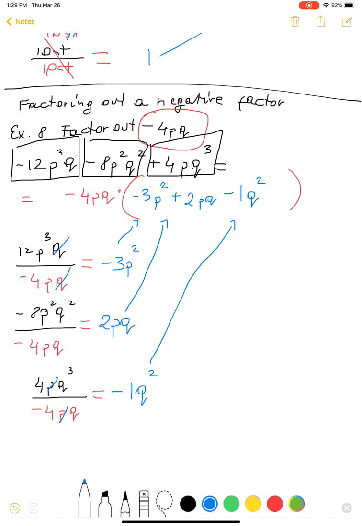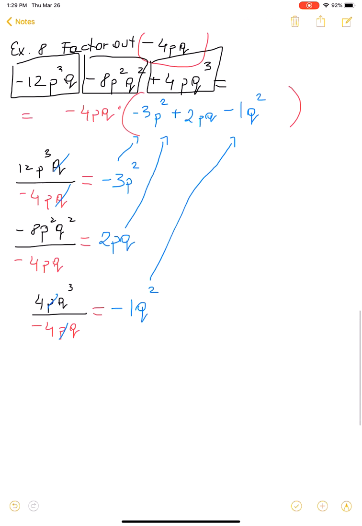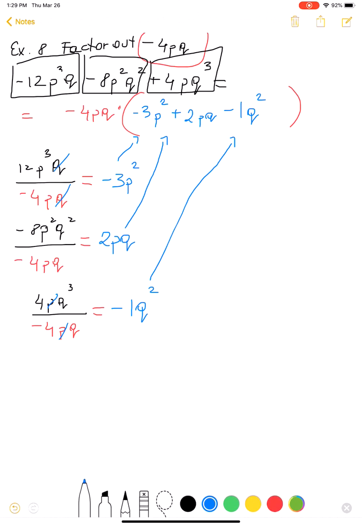Okay, so for the final answer, let's rewrite everything nicely. Our solution, again, is the GCF, which is negative 4PQ, times negative 3P squared plus 2PQ minus, again, 1 times Q squared, which is just Q squared, so we can skip that one. So that's the answer.